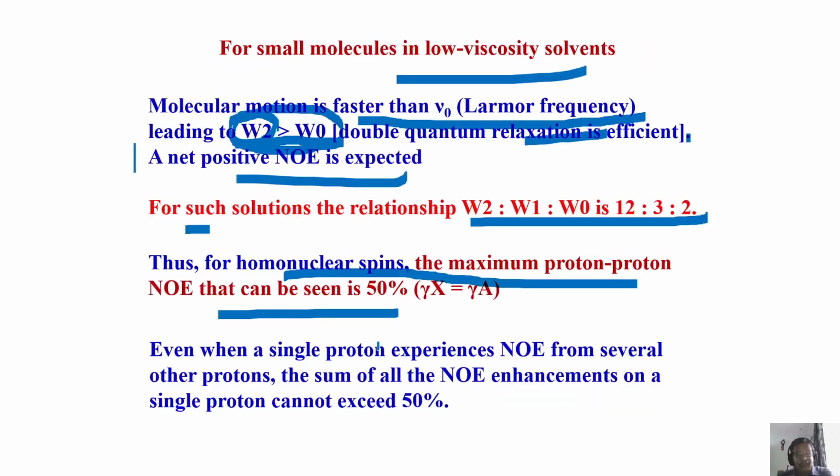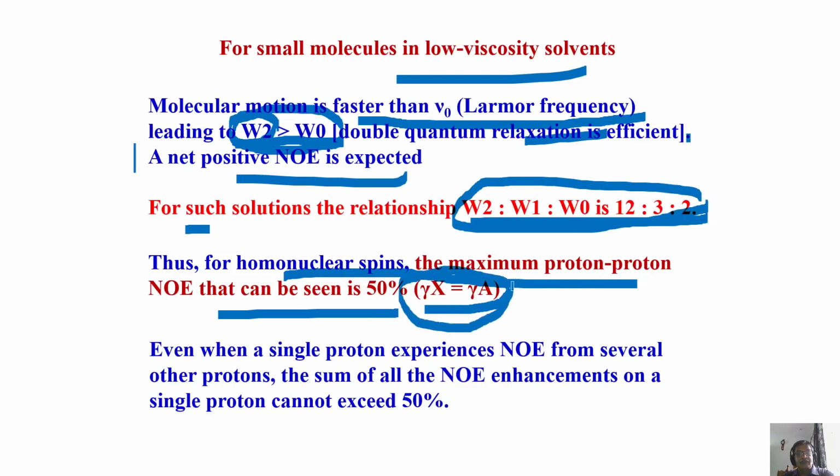Okay. So there is a Solomon equation, where I think I showed the ratio of gamma x to gamma. Along with these factors, W2 minus W0 was at the numerator. I said that is a cross relaxation term. Based on which term is dominating, because the ratio is given like this, for small molecules you can find out what is the maximum NOE you are going to get. When both are homonuclear, when the gammas of both are equal, then the maximum NOE is 50%.